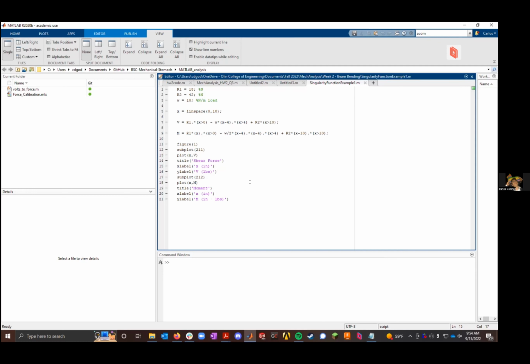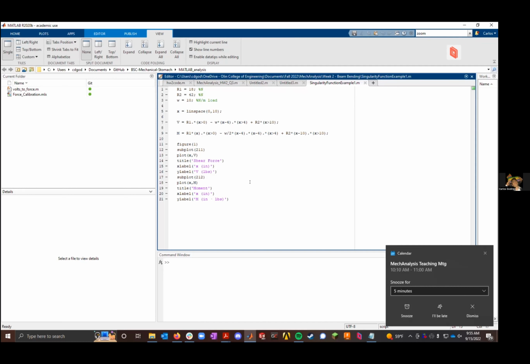A good way to double check that your singularity functions are working is that if you look at your moment diagram, you should start and end at 0. If you're not, something's wrong.